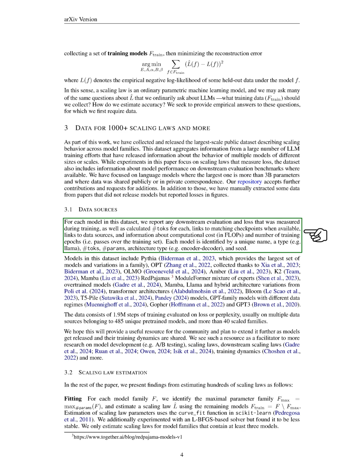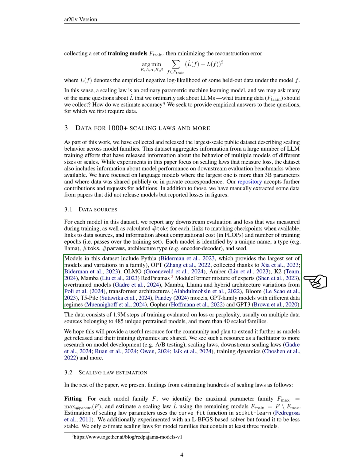For each model in our dataset, we provide details on any downstream evaluations and losses measured during training, along with calculated metrics, links to relevant checkpoints, data sources, and information about computational costs and training epochs. Each model is uniquely identified by its name, type, architecture, and seed. Our dataset includes models like Pythia, which has the largest variety, as well as OPT, OLMo, Amber, K2, Mamba, RedPajamas, ModuleFormer, and various transformer architectures like Bloom and T5 Pile, among others.